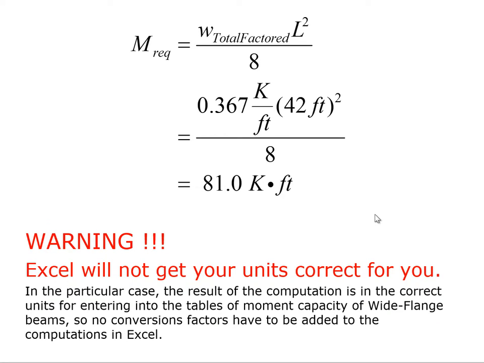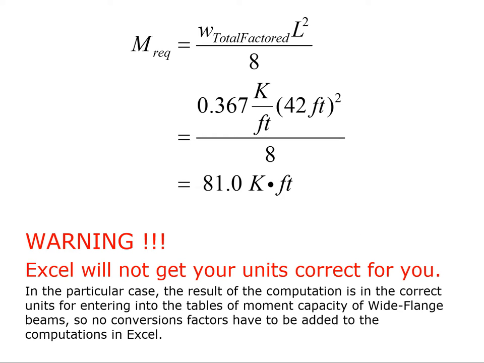So here we have the moment is WL squared over 8, where W is the total factored load. It turns out it's 0.367 for the case we're looking at in kips per foot, times the 42 feet squared divided by 8. This foot cancels out one of those feet, and we end up with kip feet. And this is one of those eureka moments when we say, thank goodness life is simple, because in this particular case, the result of the computation is automatically in the correct units for entering into the tables of moment capacity for wide flange beams. So no conversion factors have to be added to the computations in Excel.